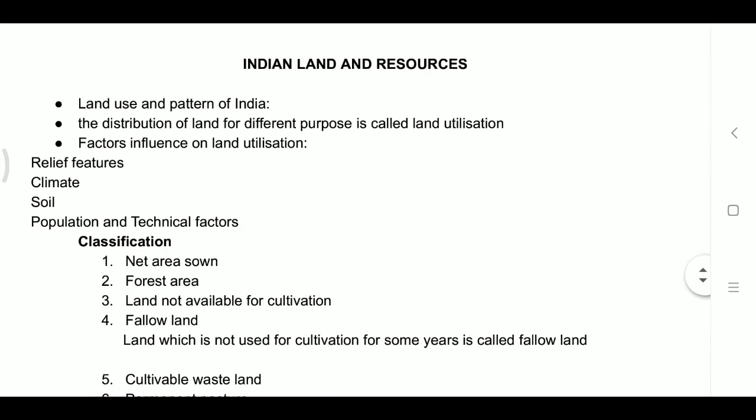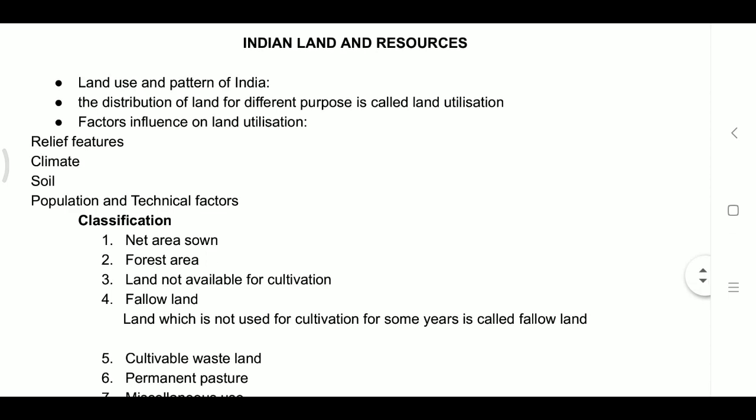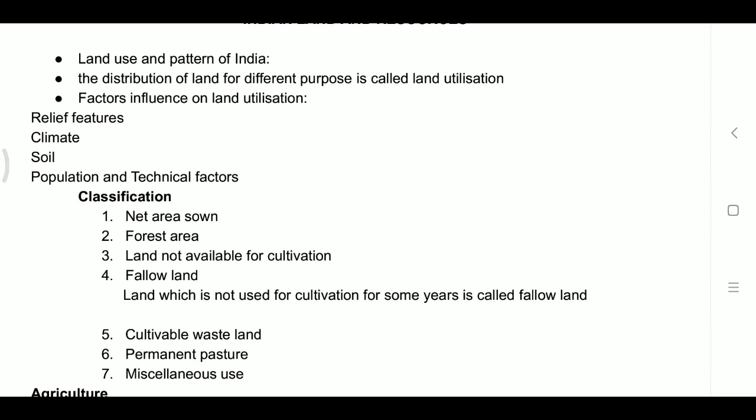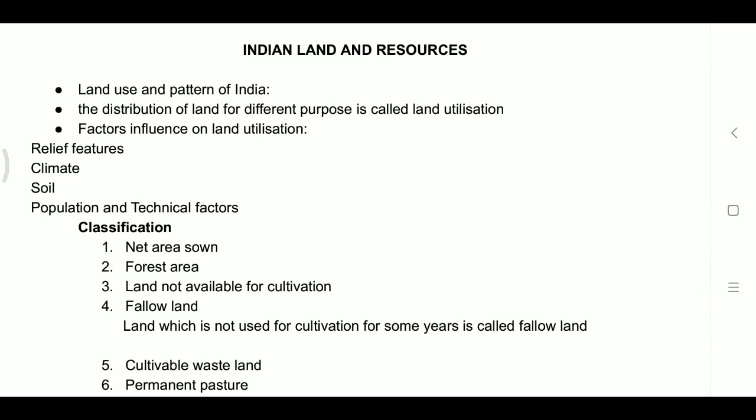So let's start with land utilization. Land is one of the very important resources. How has the land been used, and what is land utilization? It is the distribution of land for different purposes. Purpose here may be forest, transport, residential, industrial, rail track, canals. There are many purposes for which land has been used. That is what we call land utilization.